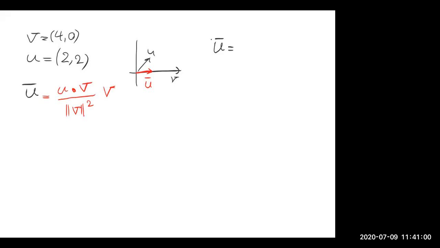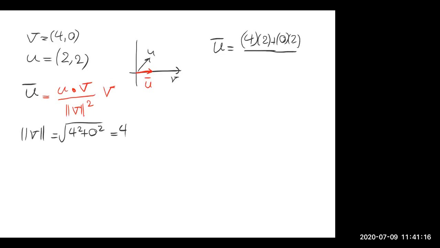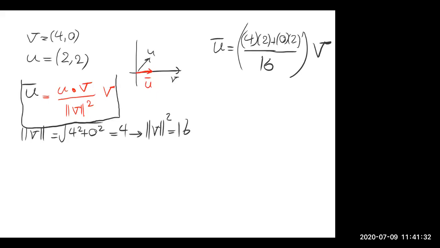Now the inner product of u and v would be 4 times 2 plus 0 times 2. The length of v is the square root of 4 squared plus 0 squared, which is 4. So the length of v squared is 16. So here we have 16, and then we have the vector v. That is the formula for the shadow of u.